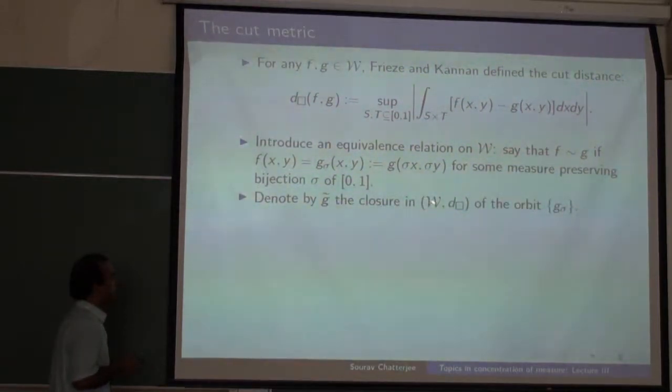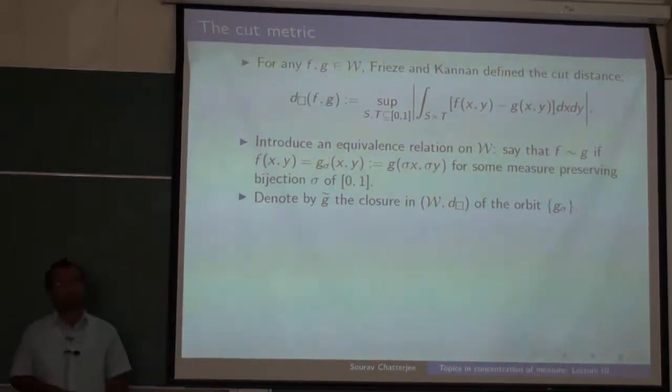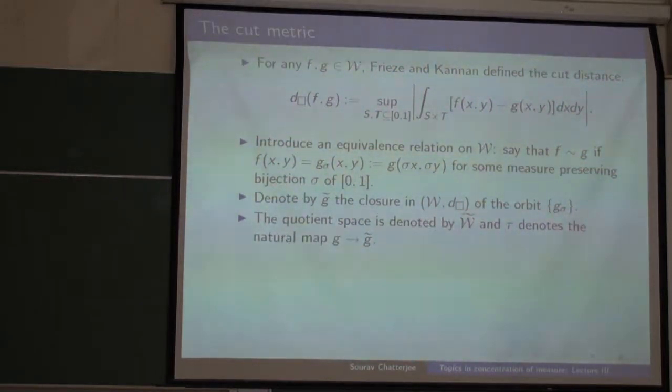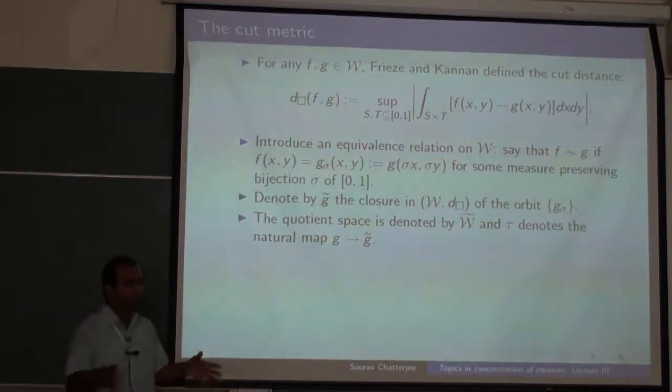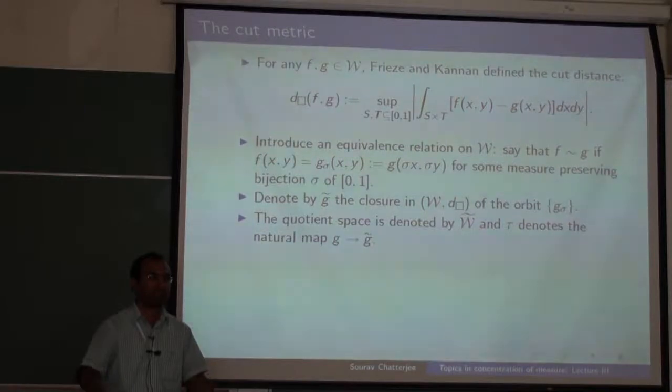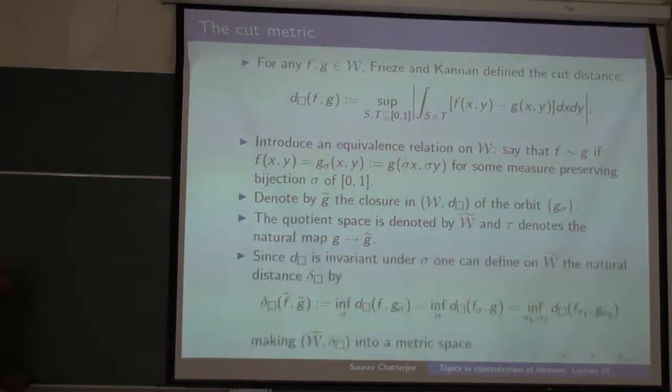Now, you denote by g tilde the closure of this orbit. So you take all measure preserving bijections, g^σ, and you take the closure of this orbit, g tilde. I think the orbit is automatically closed, but it's a hard theorem to prove. But we don't need that. Now, you denote the quotient space by W tilde. You take any g, you take this orbit g tilde, and you denote the space of all orbits by W tilde. For finite graphs, it means all finite graphs up to relabeling of vertices. So you identify two graphs which are the same up to relabeling of vertices, and then you take this quotient space. That's the analogy here.